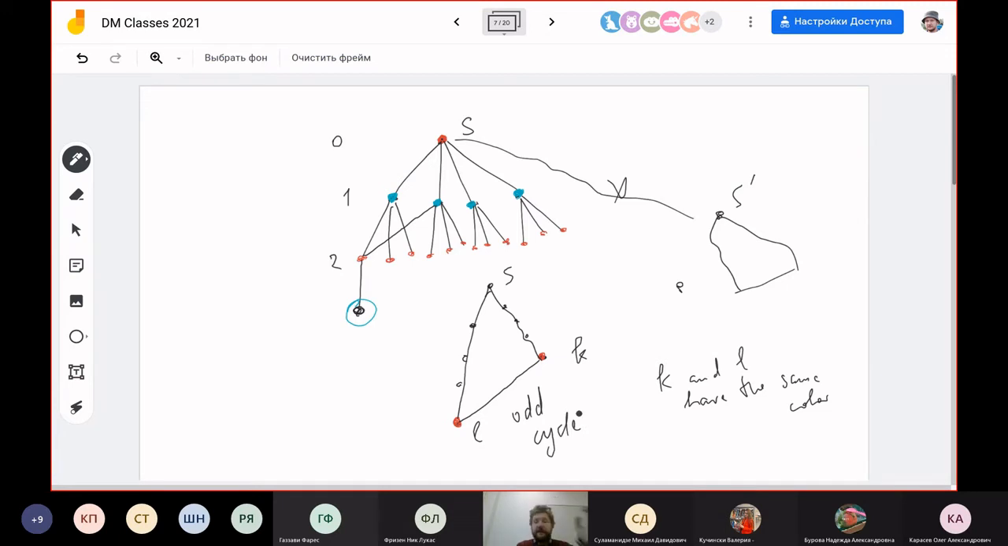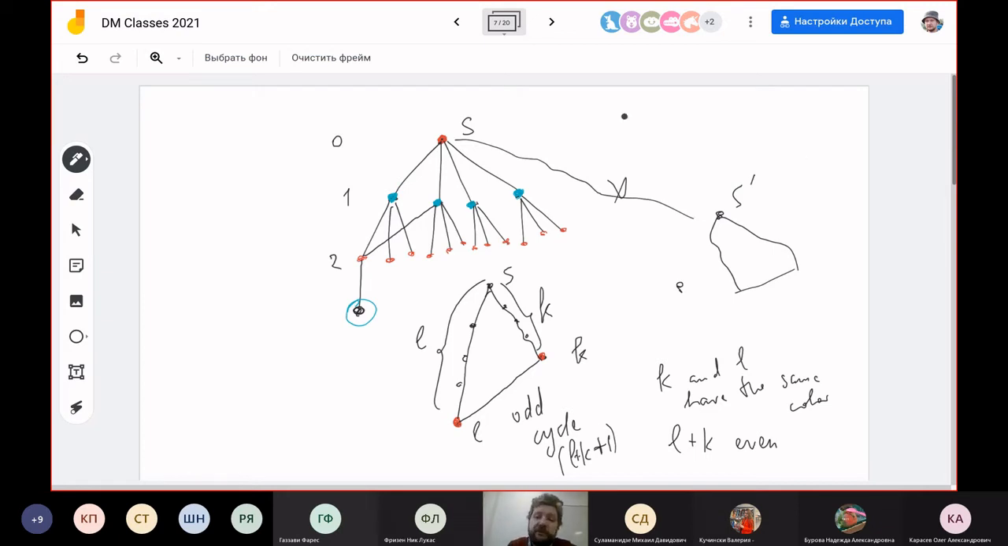What is an odd cycle? You start from S. You take L steps here, then you take one step here, then you take K steps here. L and K have the same parity, so L plus K should be even, and L plus K plus 1 should be odd. And even this cycle itself is not two-colorable, because the colors should interleave on this cycle, and they couldn't. So this is maybe a quick understanding of why this algorithm really works.